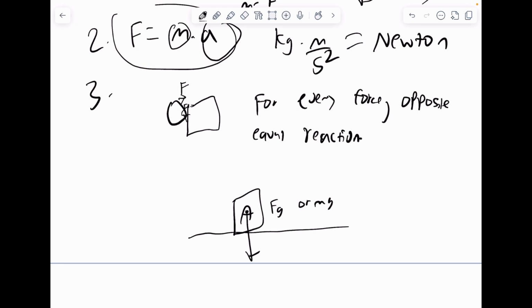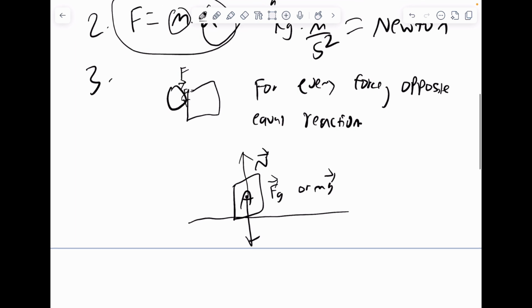Since the block is not falling through the floor, there also has to be some other force, and this force is called the normal force. This normal force is equal to mg. Also make sure to denote your forces with an arrow like this, because this is how you notate vectors. The reason the normal force must be equal to the force of gravity is that the block is not going upwards, nor is it going downwards.